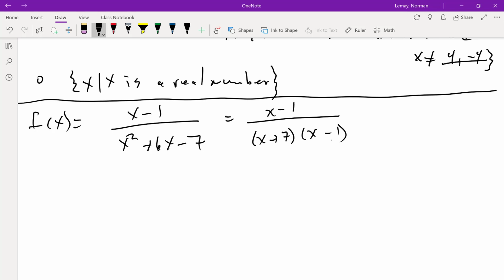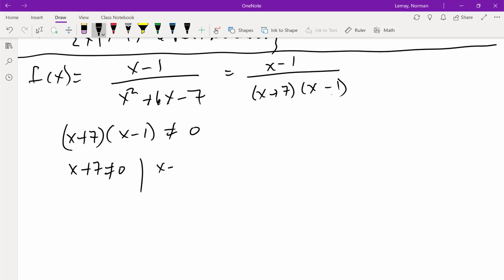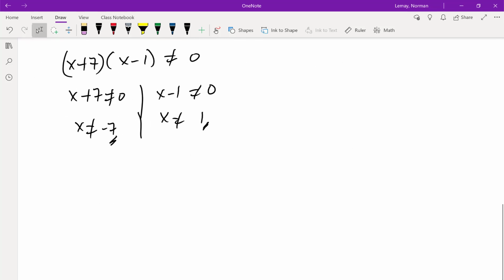So this checks out. Now all we have to do is take our denominator, x plus 7 and x minus 1, and say that this cannot equal 0. So x plus 7 cannot equal 0, and x minus 1 cannot equal 0. So we get x cannot equal -7, and x cannot equal... sorry, not -1, +1. So x cannot equal -7, and x cannot equal +1. And again, you'll just go ahead and fill in the blanks.